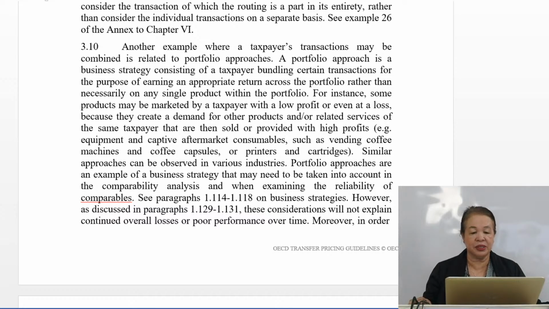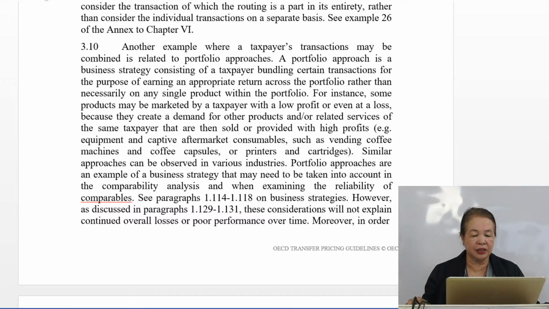Ano yung bundling? Pagsamasamahin mo yung product, no? So, for instance, some products may be marketed by a taxpayer with a low profit or even at a loss because they create a demand for other products. Yun yung bundling, naka-attach doon yung product. And or related services of the same taxpayer that are then sold or provided with high profits. No? So, example, equipments and captive aftermarket consumables, no? Such as vending coffee machine. Mura lang yung coffee machine. Saan sila tutubo? Sa coffee capsules na i-supply nila doon sa bumili ng vending machine kasi hindi mo magamit yung vending machine kung hindi ka bibili ng coffee capsules.